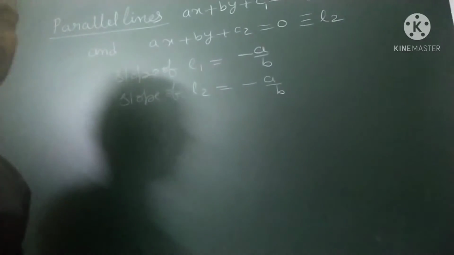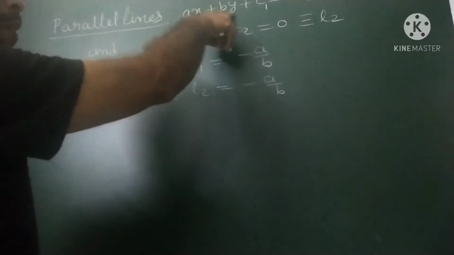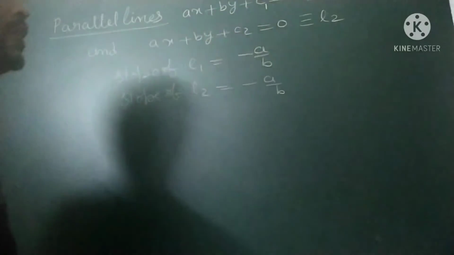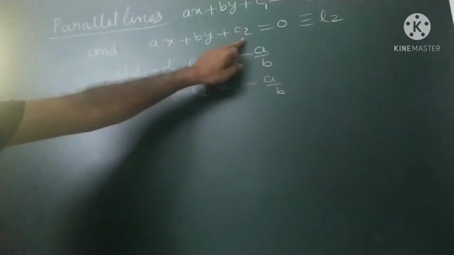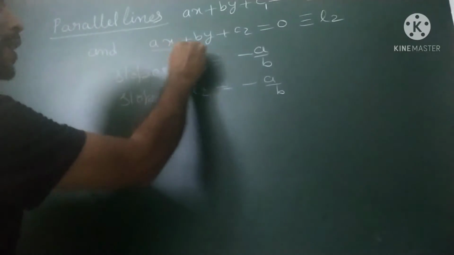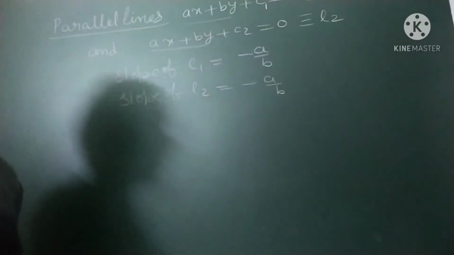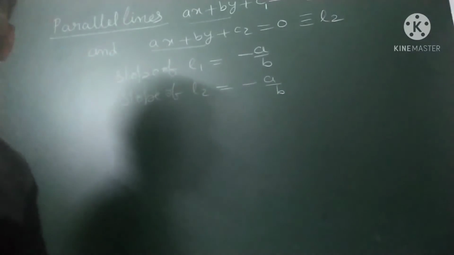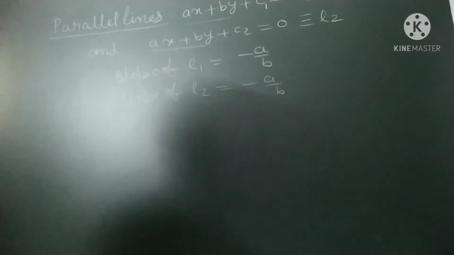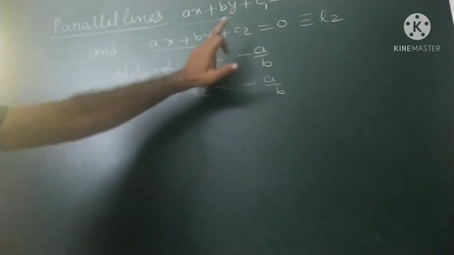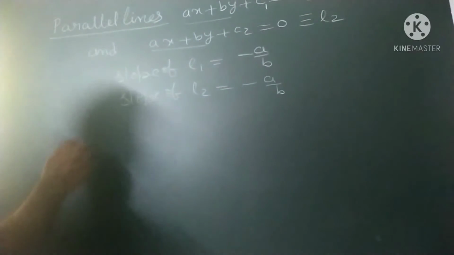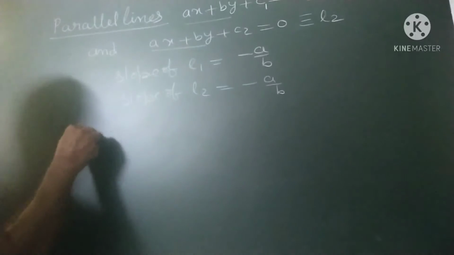That means any line parallel to ax plus by plus c1 equal 0, you can consider as ax plus by plus c2 equal 0. Until here both are same. That means what to understand? If two lines are parallel, you can understand that only the constant term will differ. Okay.